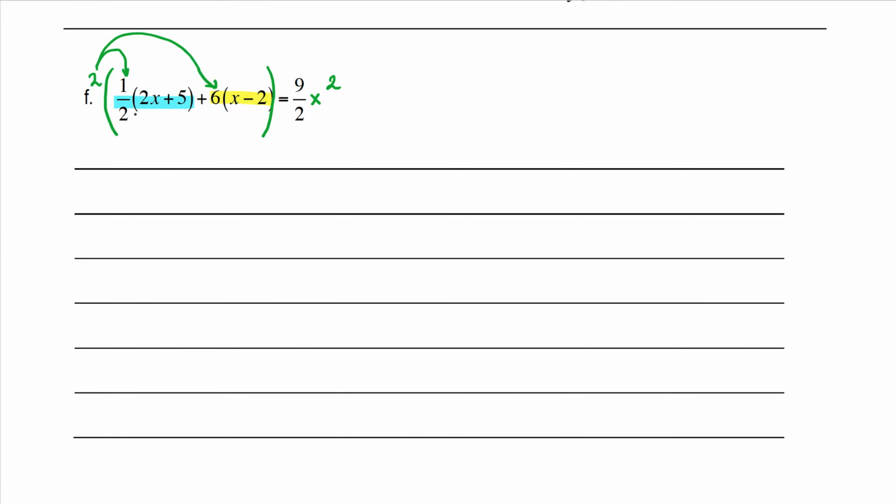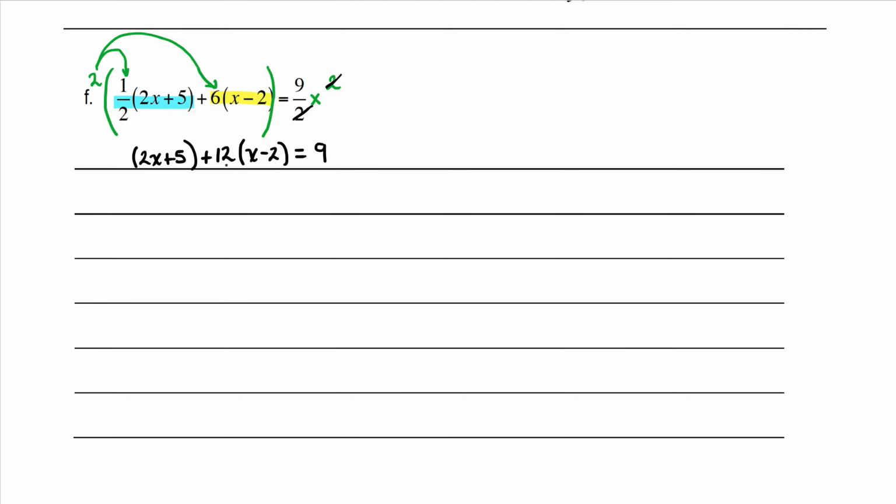So what do I have here? When I times this 2 by the 1/2, it's going to go away. So I'm just left with 2x plus 5, plus what? Plus 12(x take away 2) equals, and this 2 and this 2 are going to cancel. So this one is going to be left as just 9.